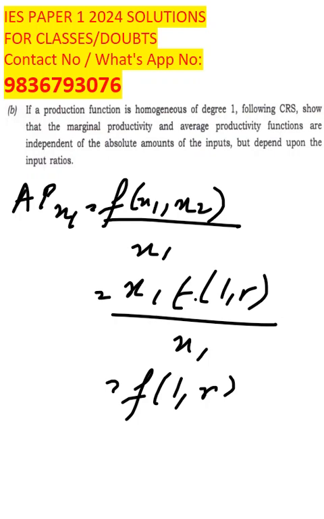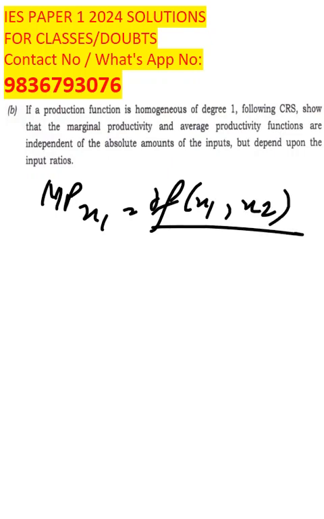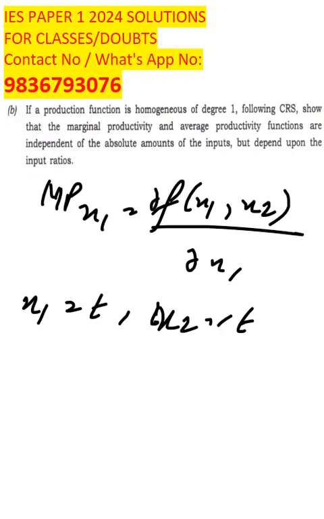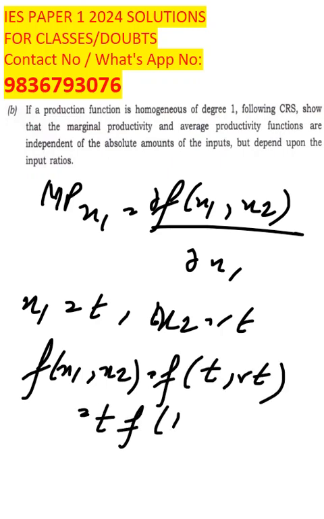Now to check whether marginal productivity is the same or not. Here the marginal productivity will be del f(x1, x2) by del x1. Again using that homogeneity, we will take x1 as t and x2 as rt. Then we will take f(x1, x2) as f(t, rt), so that is t f(1, r).